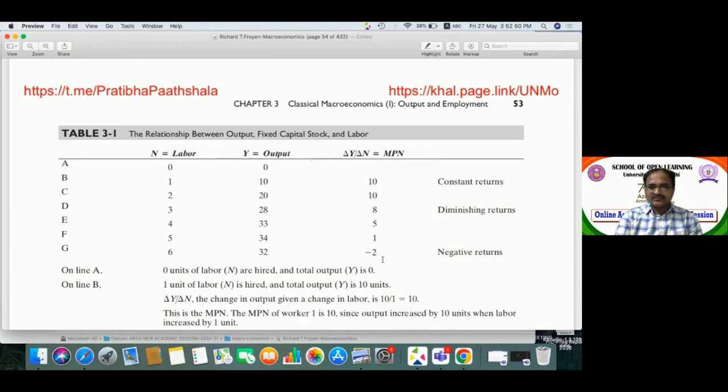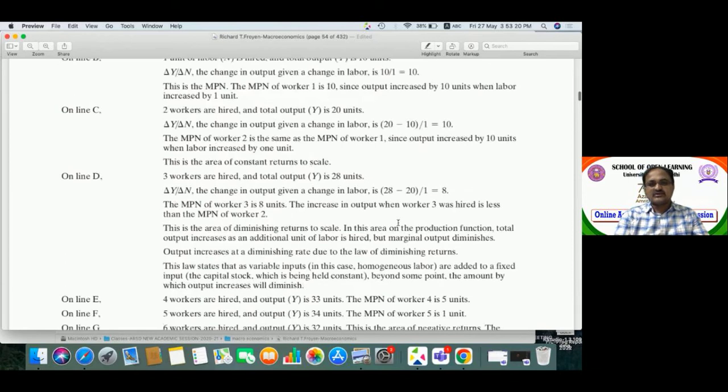Why is it negative? If you had 5 units of labor, you can produce 34. So 34 minus 33 is 1. If you had labor beyond that, say 60 units of labor, the output will automatically diminish or turn negative. 34 to 32, so 32 minus 34 is minus 2. So this is what we are discussing: MPN. What is MPN? The change in output given a change in labor, and it is diminishing.